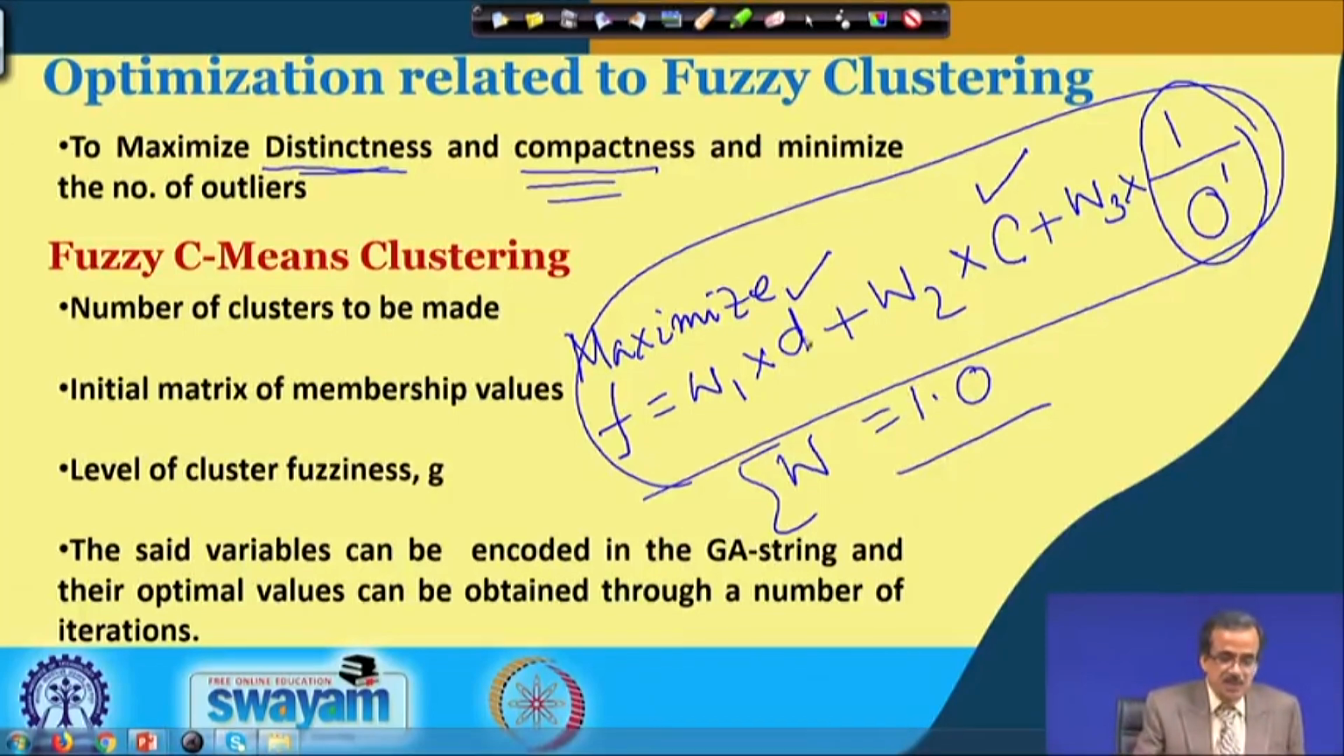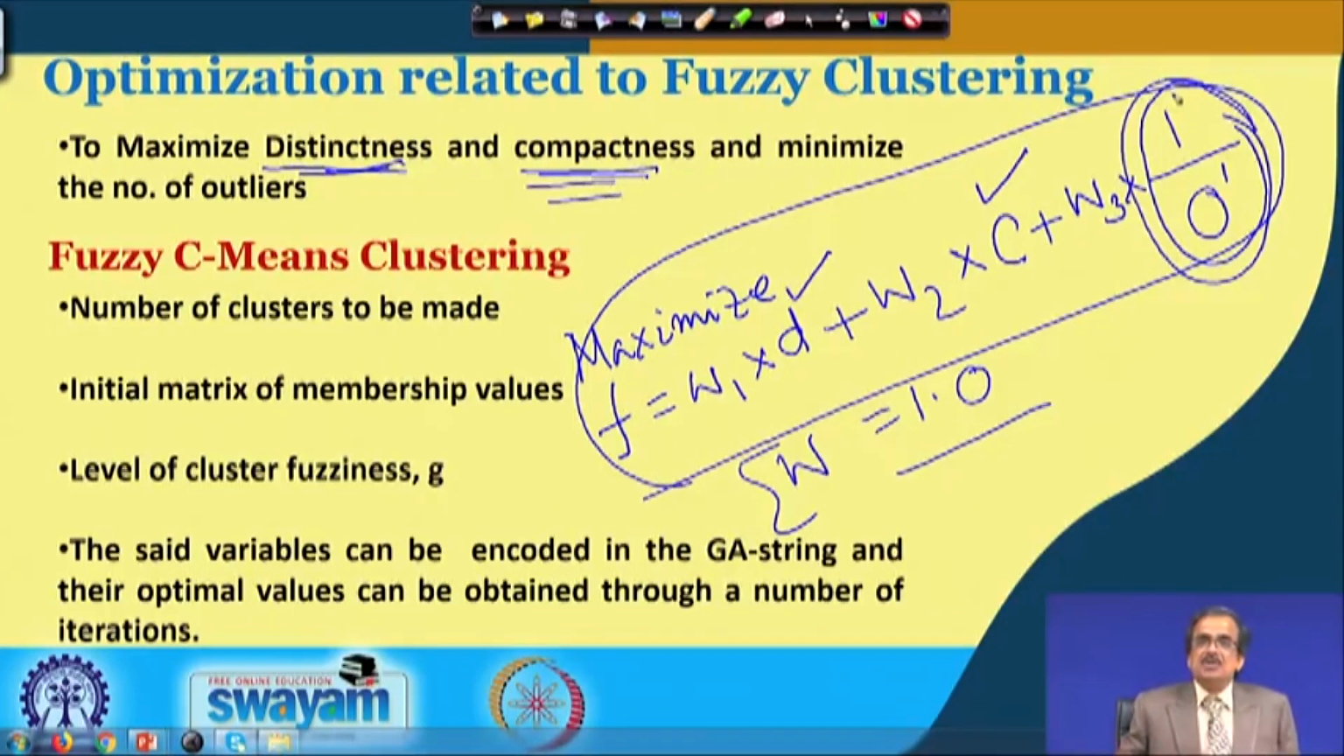So, all such values we can find out: what should be the distinctness, what should be the compactness, and what should be the number of outliers. These are the things which we will have to find out, but what should be the design variables? The design variables are the performance of a fuzzy clustering tool.